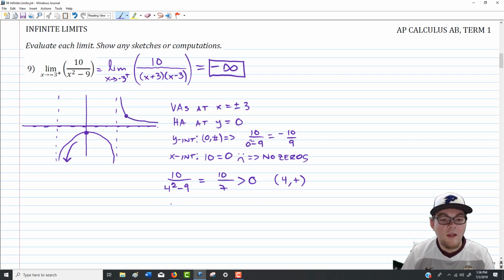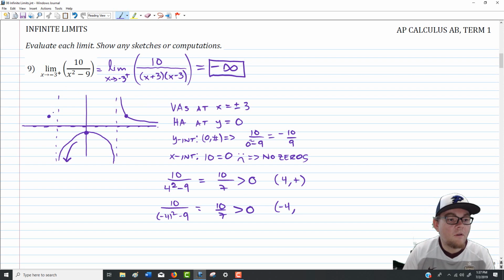And likewise, if we go to the left, we can plug in negative 4, and we'll have 10 over negative 4 squared minus 9, which is clearly going to have the exact same value and be positive as well. So that point would fall right over here. We'd have something along those lines. So that would be our whole shape.